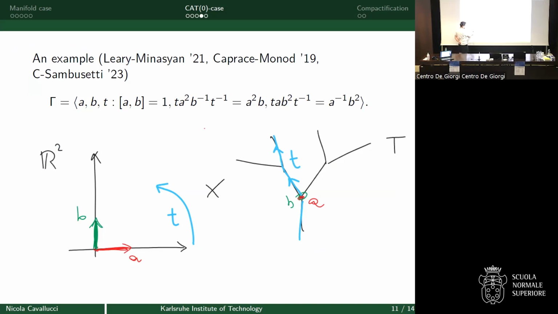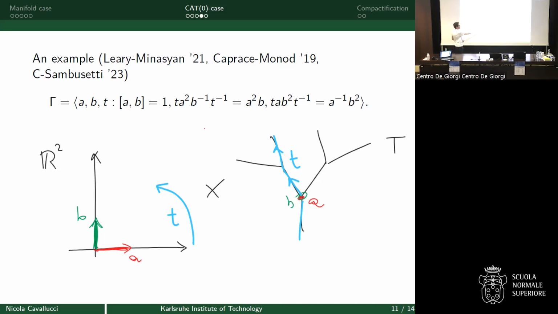We make A act as a translation of length 1 on the Euclidean part, and as an isometry that fixes one vertex of the tree, but it has infinite order. This can be done by swapping edges continuously up to infinity. Okay. B does the same. It's a translation by 1 in the orthogonal direction, and we do something similar here, by making them commute in any case.